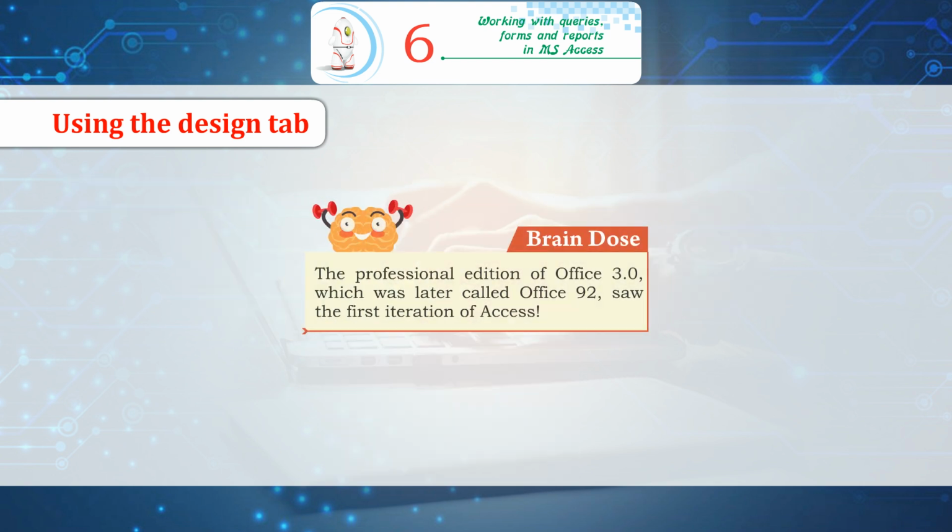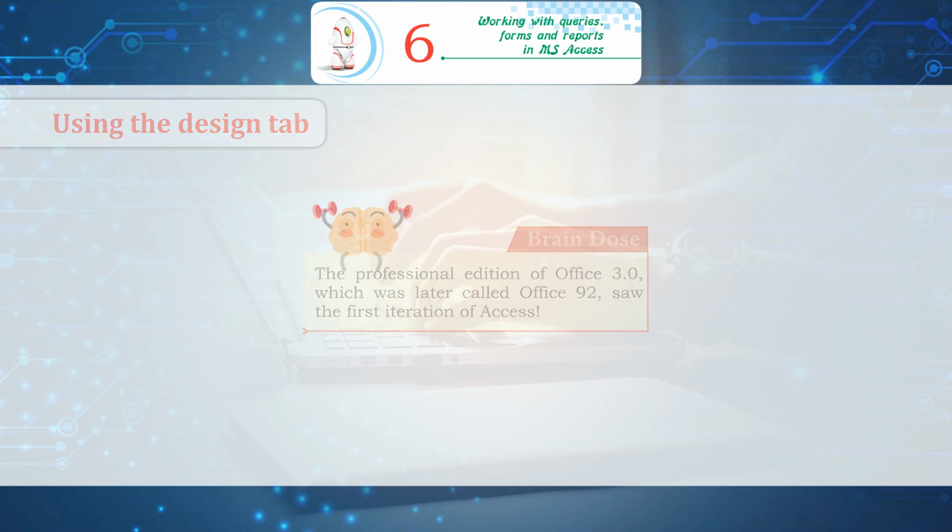Brain Dose. The professional edition of Office 3.0, which was later called Office 92, saw the first iteration.